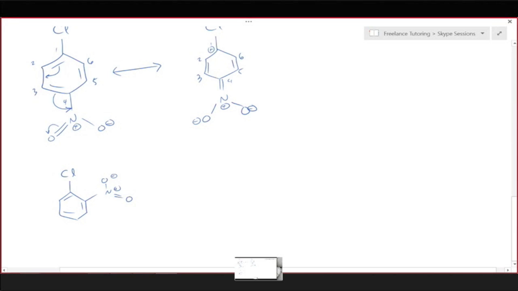Maybe I drew those rings. Is it fair to switch the position of those bonds, knowing that that's fine? Okay. I think that would also give you a strong electrophile out of that first carbon.